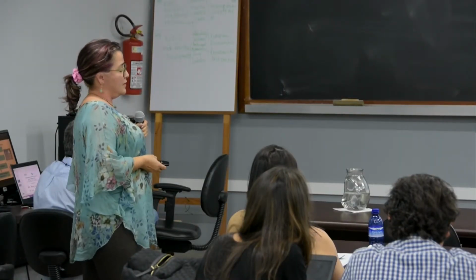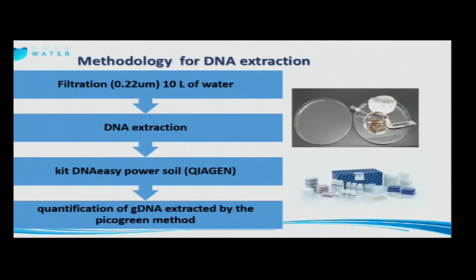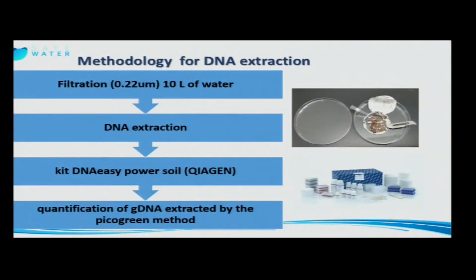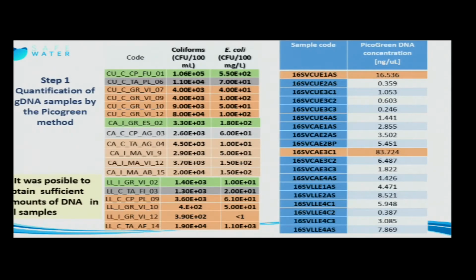But for the DNA evaluation and metataxonomic analysis, we do the filtration of 10 liters of water of each point of sampling. Then we did the extraction of DNA. We used the soil kit from Qiagen for the analysis, and did the quantification of the DNA extracted by the PicoGreen method. After that, we obtained this for all the different samples, only to see that the DNA obtained was sufficient for the evaluation.